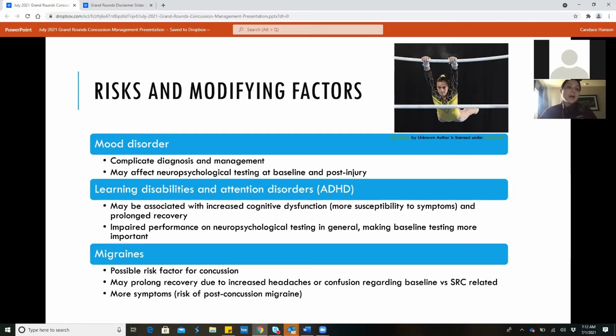Migraines are a possible risk factor directly for obtaining a concussion, but particularly for prolonging recovery. There is also the increased risk that concussion can cause migraine, which is called a post-concussion migraine.